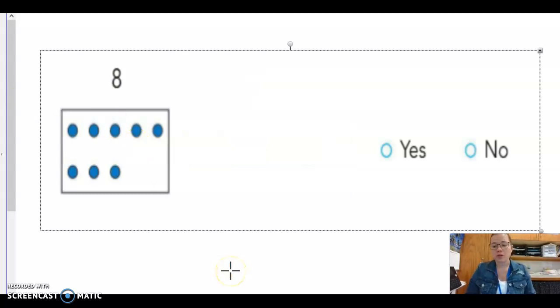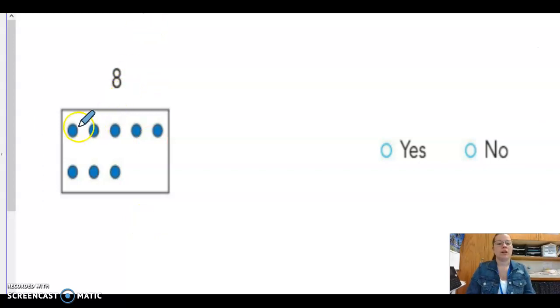The next type of problem that you will see tomorrow asks if the number shown with the dots is the same as the number written above the box. Does this box show 8 dots? Well, we can count our 5 group, 5, 6, 7, 8. Does that match? Yes, so then we would fill in the box that says yes.